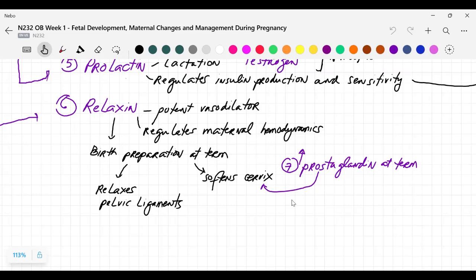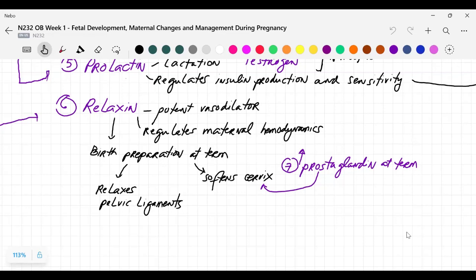So when it's time for the mom to deliver, relaxin is going to relax the ligaments here, and it's going to soften the cervix. That way the cervix can open up, and when the cervix opens up, then the baby can come through. Another hormone that is increased at term is prostaglandin. Some of you who've been to clinical have been exposed to prostaglandin.